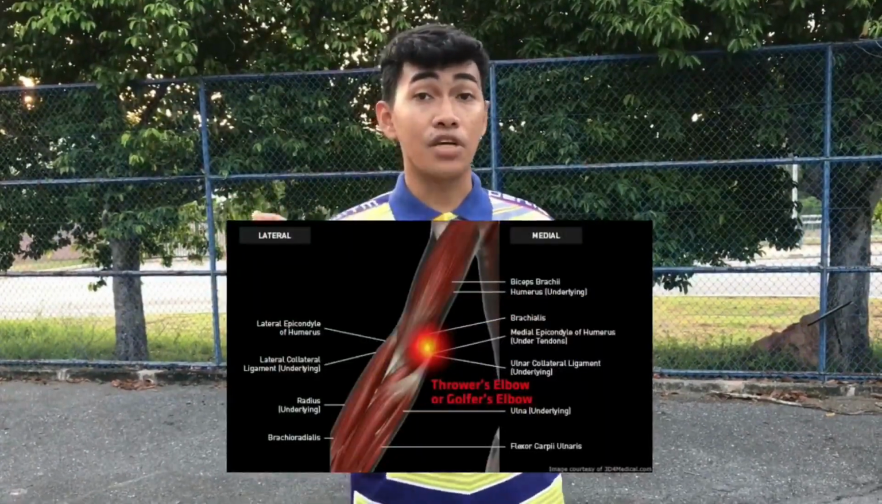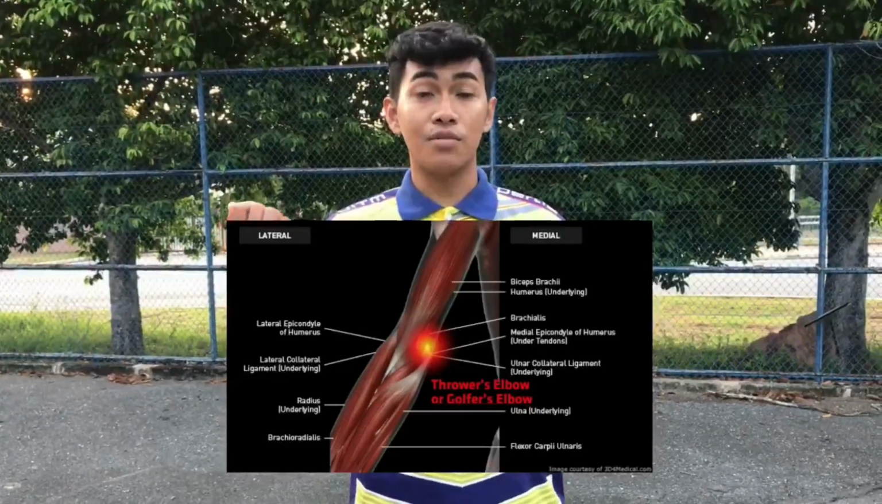Okay, for the anatomy of the joint of the elbow, on our elbow there is a part which we call the medial epicondyle of the humerus, which is on the inside of the elbow.